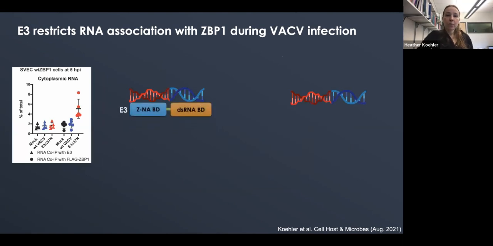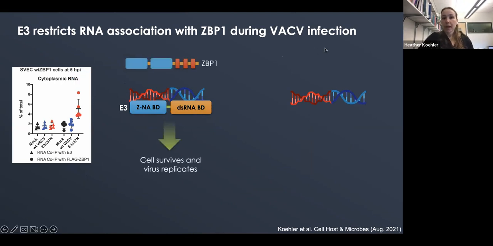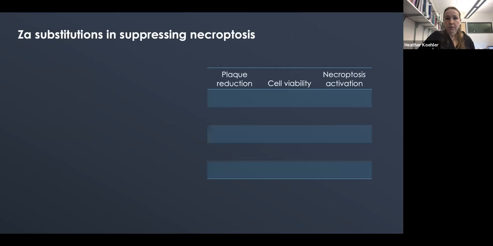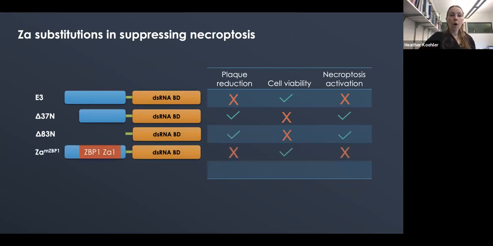So we have this model where E3 comes in and binds to double-stranded RNA, and it also binds to Z-form RNA. Both of these are essential for pathogenesis. It prevents a direct competition between the host and the virus for binding of this unique structural type of RNA, versus when we don't have it, the functional protein ZBP1 is able to come in, bind to that, and activate antiviral death pathways.